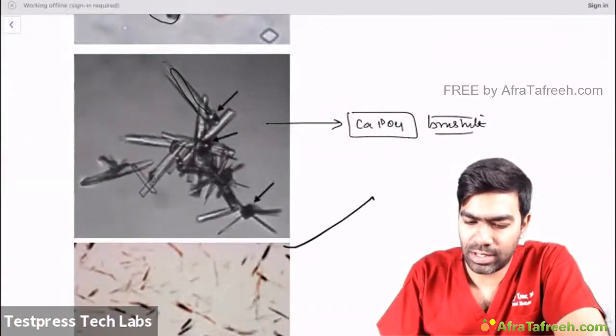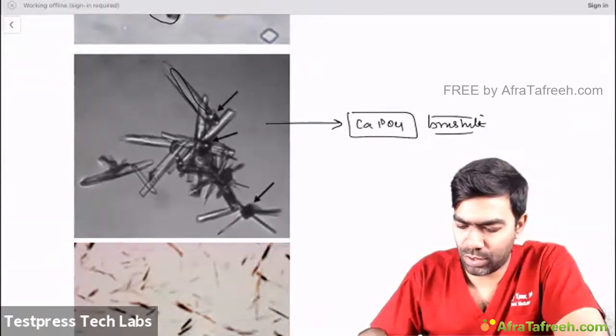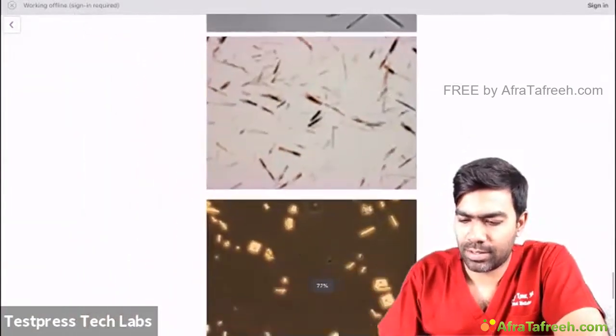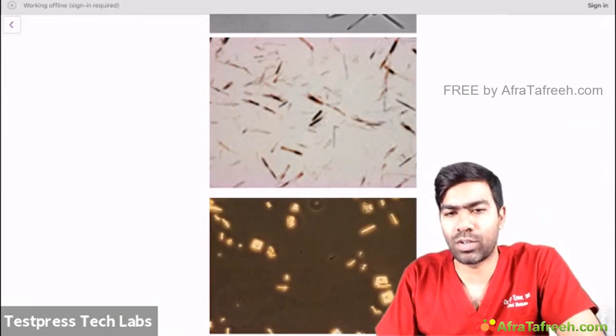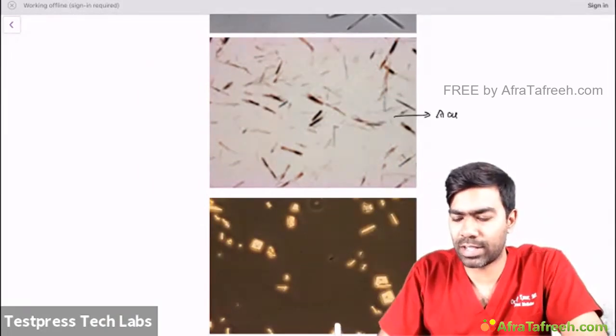These are not needles. These are rods. How can you confuse this with needles? This, I'll tell you, you will not be able to predict. These are basically the acyclovir crystals that we are seeing. These are needle-shaped acyclovir crystals.